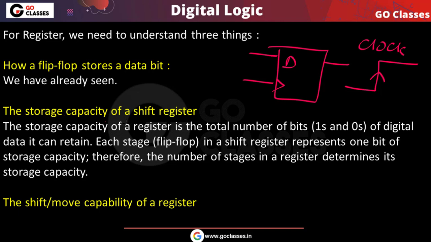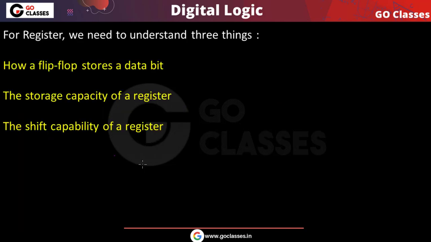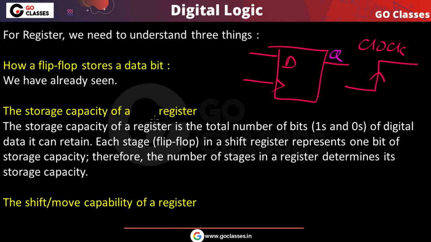And the second is the storage capacity of a register. What do we mean by storage capacity of a register? This we have already seen. If you want an n-bit register, then you need n flip-flops. If you want a 4-bit register, then you need to connect 4 flip-flops, because one flip-flop can store 1 bit.